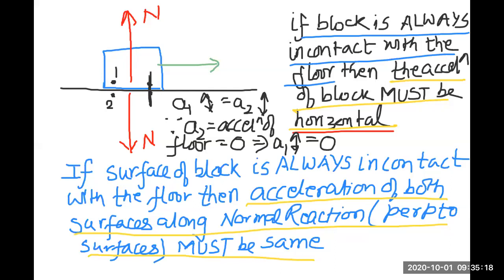Is it obvious that acceleration needs to be the same between the surfaces? Take a pen in your hand and try to move your hand while keeping the pen on your hand. Right? You will find that the surfaces in contact always remain in contact. If they remain in contact, then the acceleration of the two surfaces perpendicular to the surfaces must be the same.